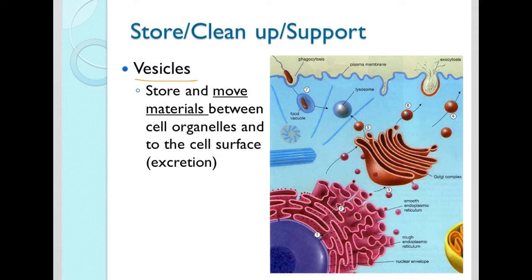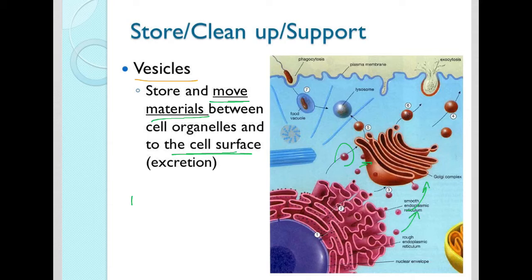Vesicles are going to be similar to vacuoles, except not only are they associated with storage, but they're also associated with moving materials between organelles and between organelles and the cell surface. So, for example, if the cell needed to excrete something into its environment, it would use a vesicle. So here we see little vesicles moving items from one organelle to another.